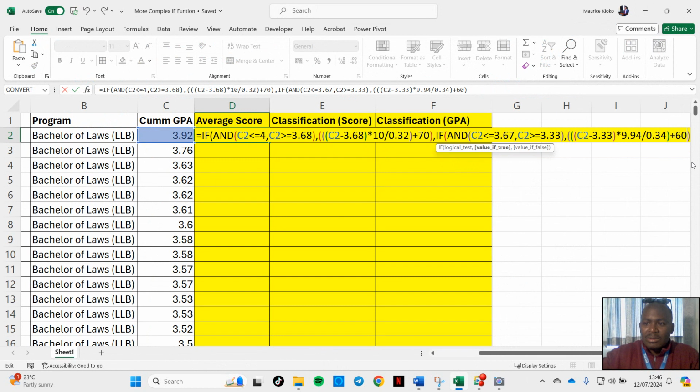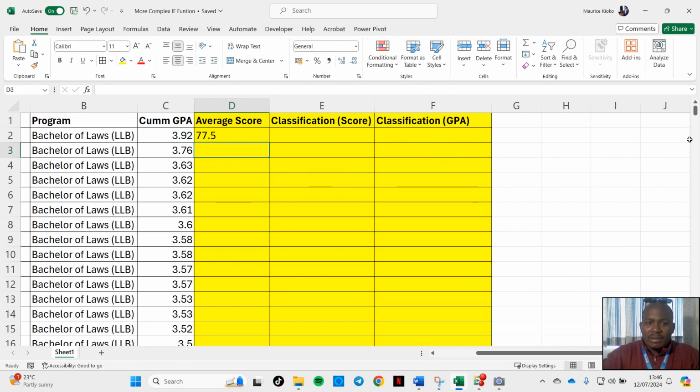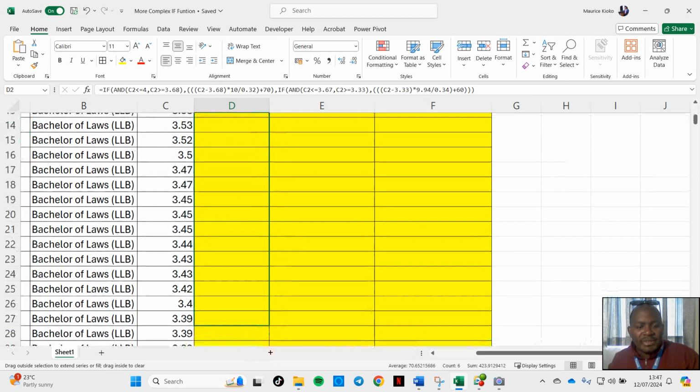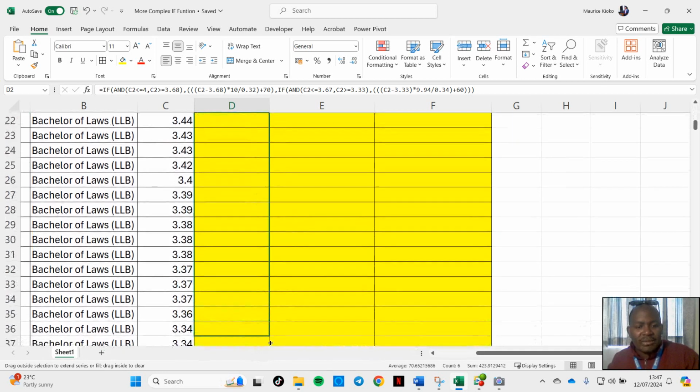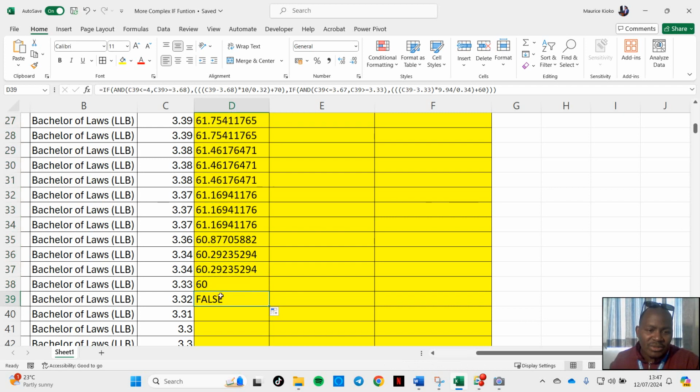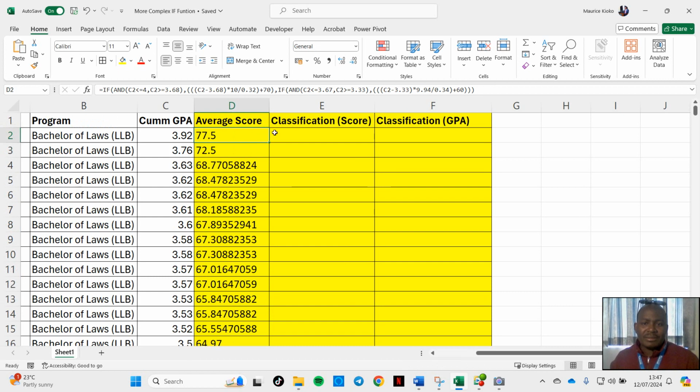Let's close and test whether it's working. Yeah, we close and close. So let's pull it down. You can see it's working. You keep on testing until you go below 3.33 and you see whether it gives you anything. If you go below 3.33, that gives us false. Reason being, we have not worked on the next limit. Great. Let's go and work on the next limit.